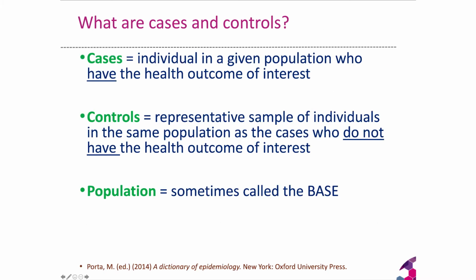And as the name suggests, case control studies have cases, which are individuals in a given population who have the health outcome that we are interested in. And we have controls, which is a representative sample of individuals in the same population as the cases, but who do not have the health outcome of interest. So these controls are people who could get the health outcome that we are interested in, but do not have it, and they are similar to the cases and similar to the wider population in every other respect, apart from not having the health outcome. The wider population that the cases and controls come from is often called the base.